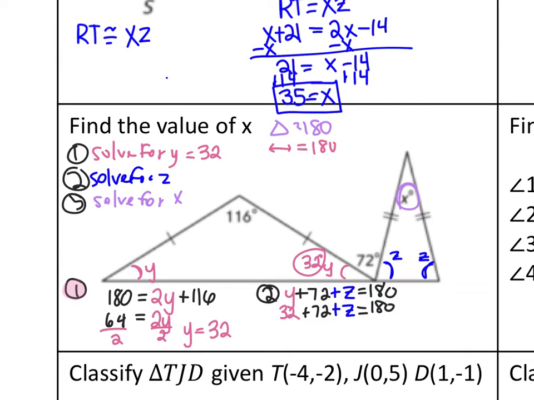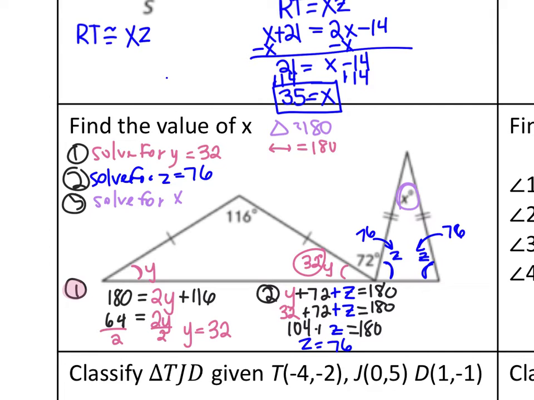Okay, so 32 and 72, we get 104. Okay, and then to get z by itself, because again we're looking for this angle here, we have to subtract 104 from both sides. So z is going to be a total of 76. So z equals 76. All right, so step 2 is done. All right, so I'm going to fill that into my triangle. So I know if these two angles are congruent, then the angle measurements will be the same.